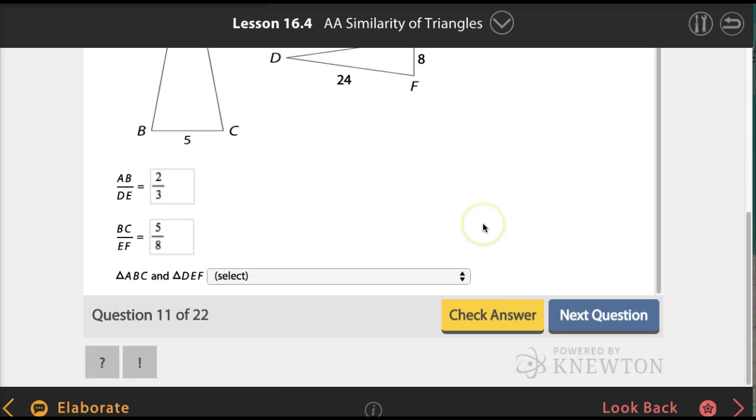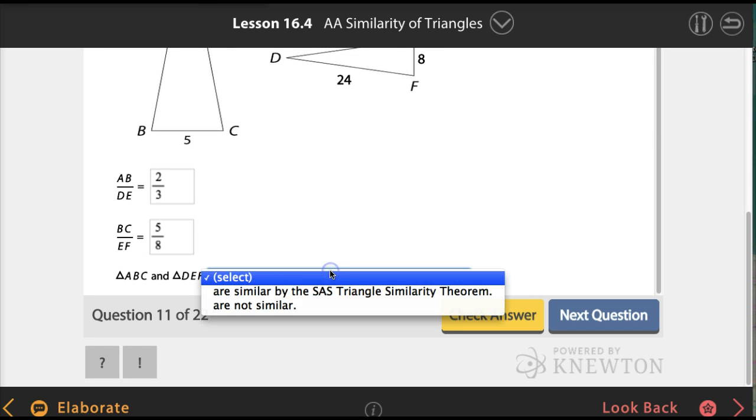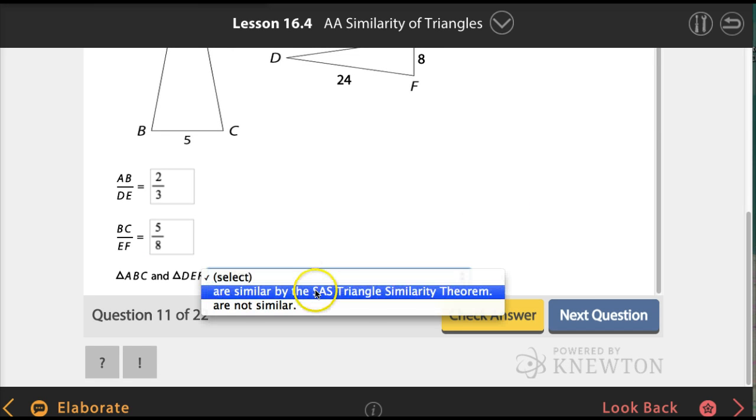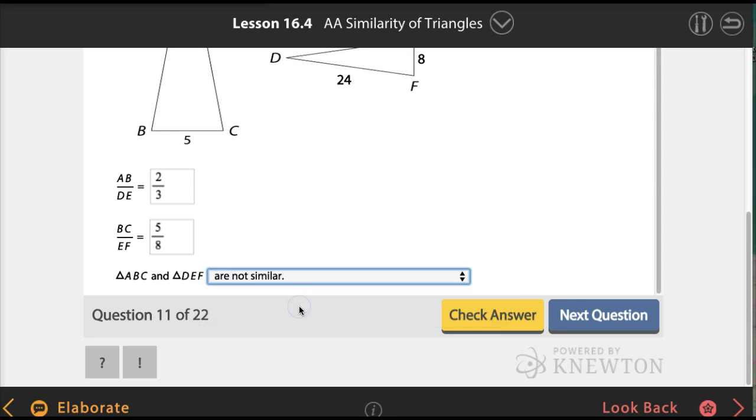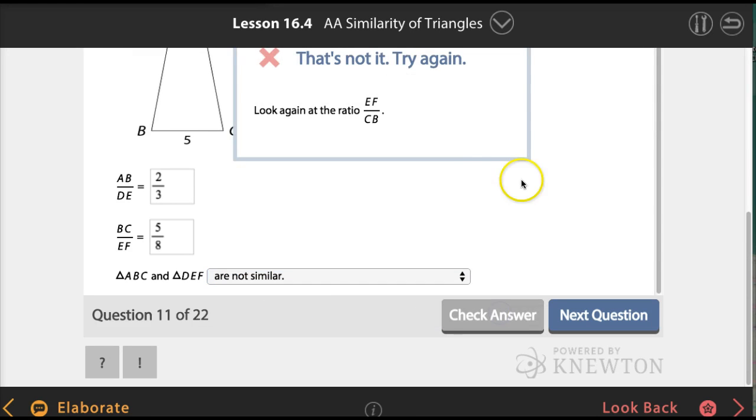And so ABC and DEF, are they similar? By the SAS. Even if they were similar, it's not by SAS. It has to be SSS because we see 3 pairs of sides. There is no information on one angle in between. So anyhow, our answer is are not similar.